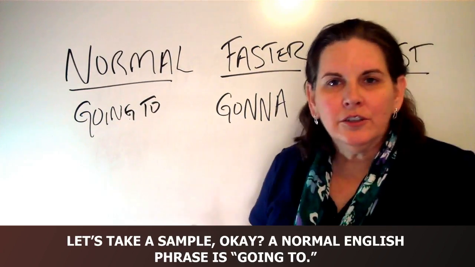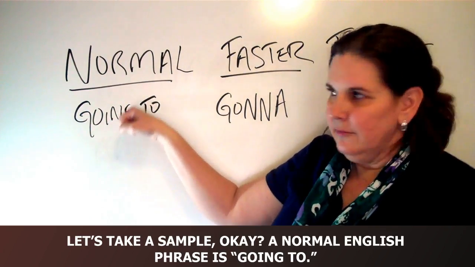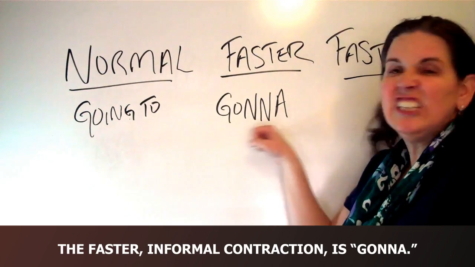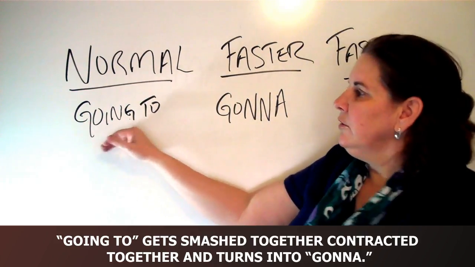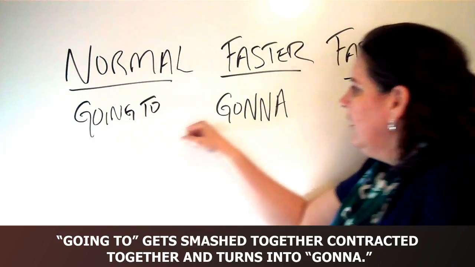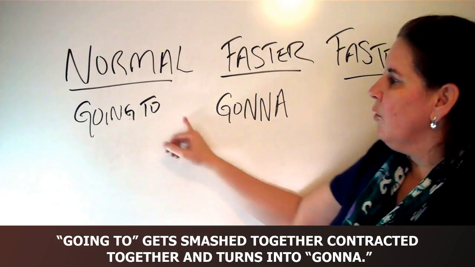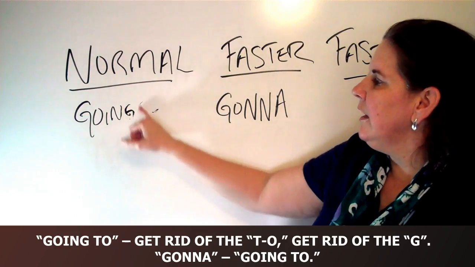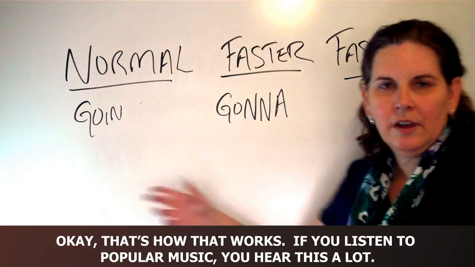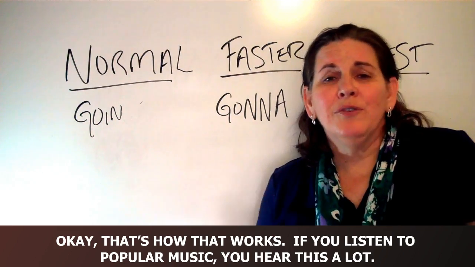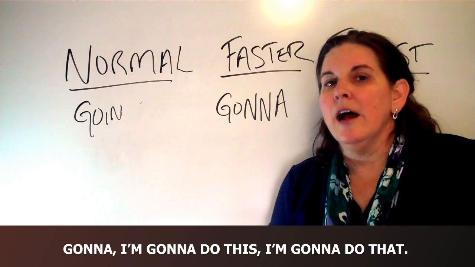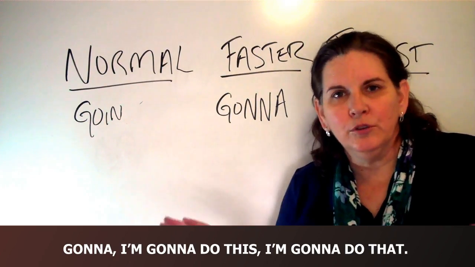A normal English phrase is going to. The faster informal contraction is gonna. Going to gets smashed together, contracted together, turns into gonna. Get rid of the TO, get rid of the G. Gonna, going to. Okay, that's how that works. If you listen to popular music, you hear this a lot. I'm gonna do this, I'm gonna do that.